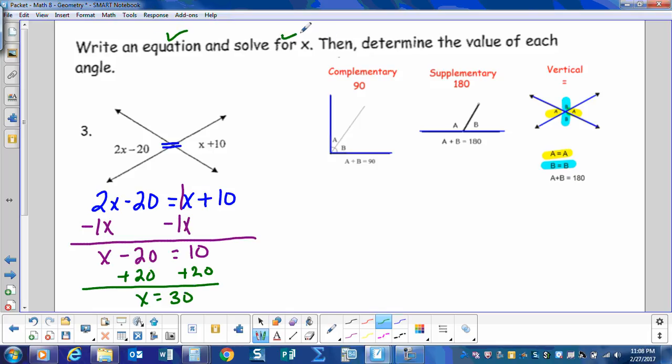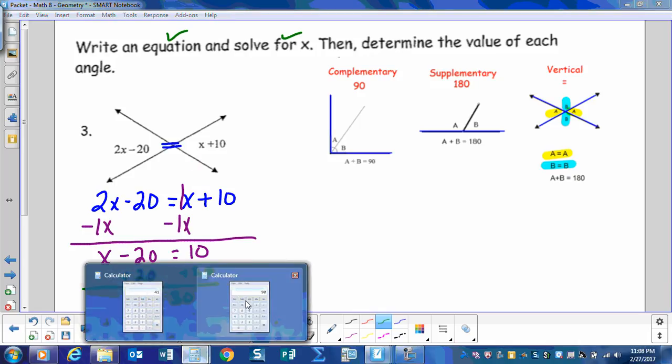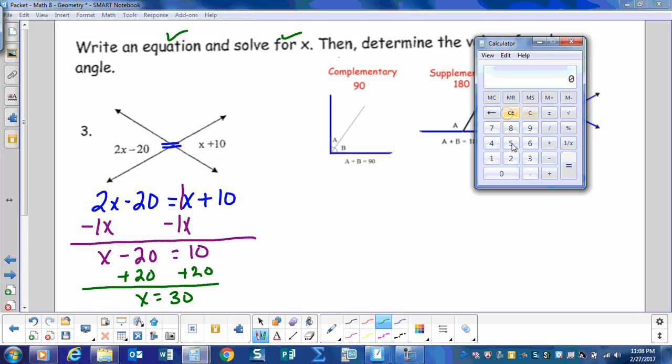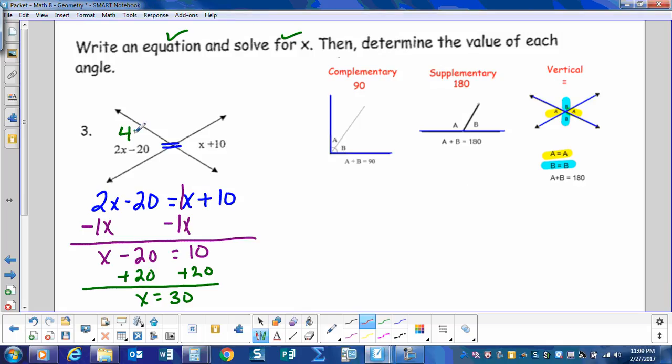We solved for x. Now we need to determine the value of each angle. So we need to substitute 30 in for x. So 2x minus 20. So 2 times 30 is 60, minus 20 is 40. So this one's 40. Now this one should be 40 also because they're equal to each other. So 30 plus 10 is 40. So yes, we're correct. They're both 40 degrees.